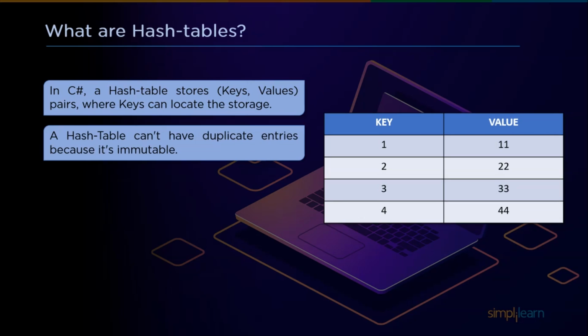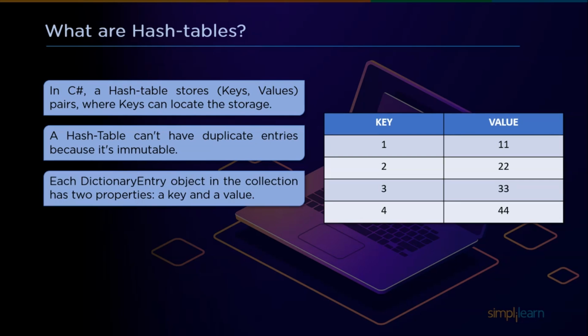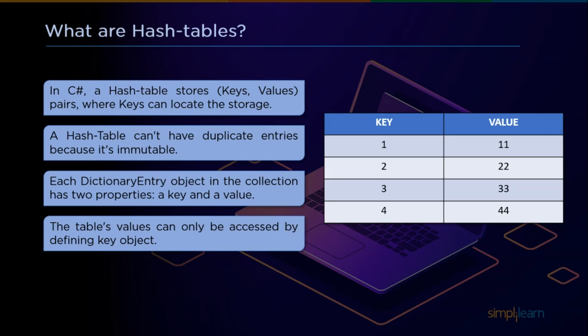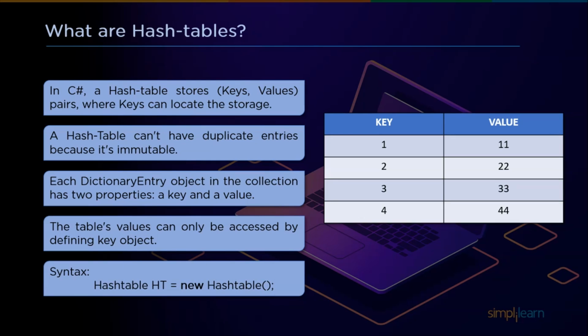Since it is immutable, a hash table cannot have duplicate entries. The collection's dictionary entry objects have two properties, a key and a value. The values of the table can only be accessed by defining a key object. Here's the syntax for defining a hash table.